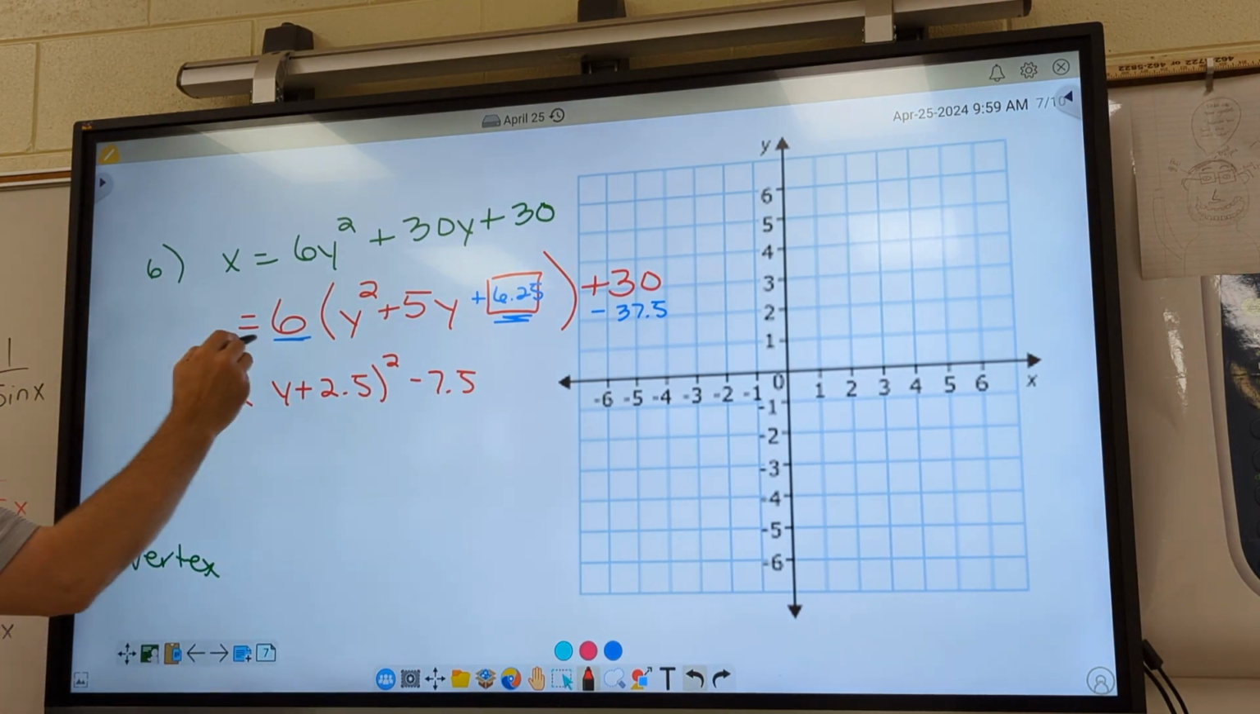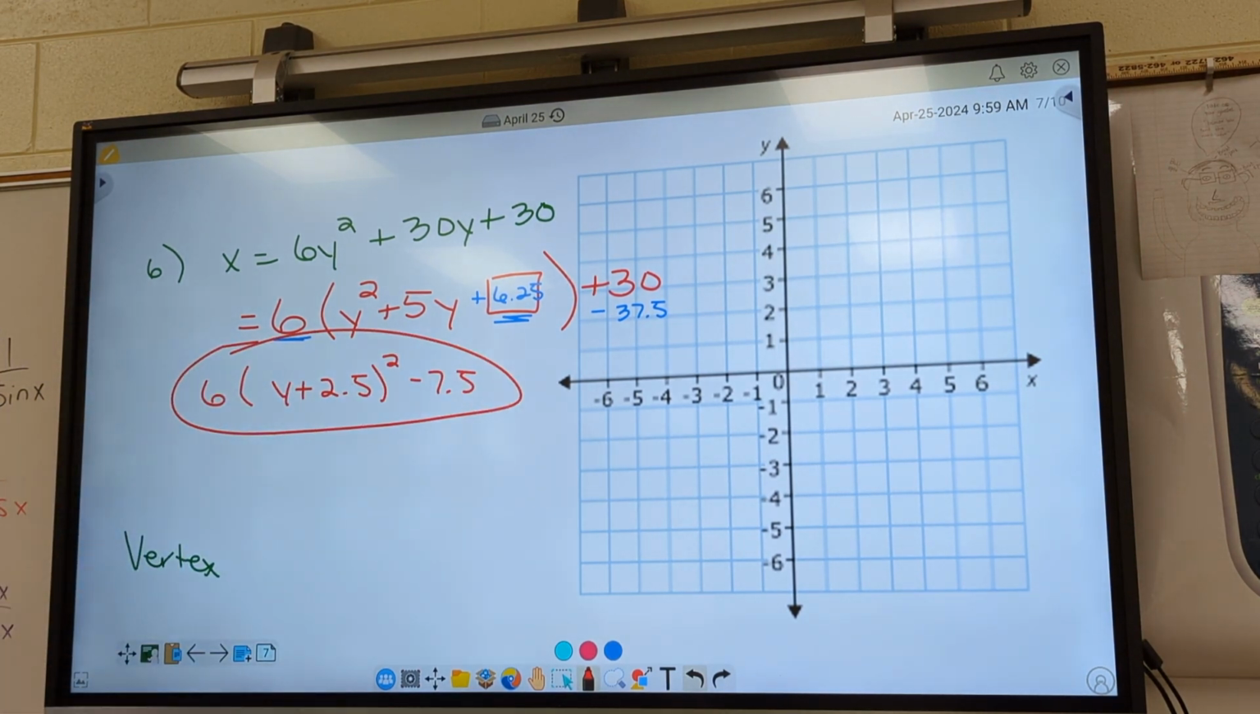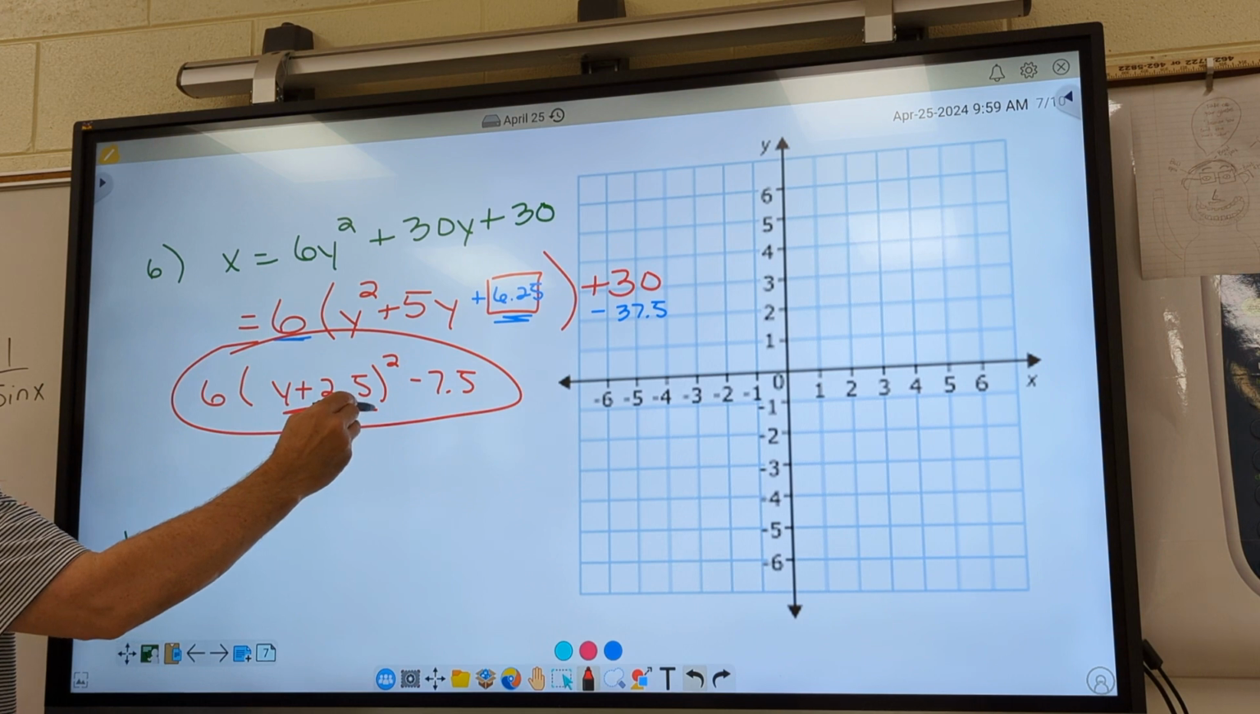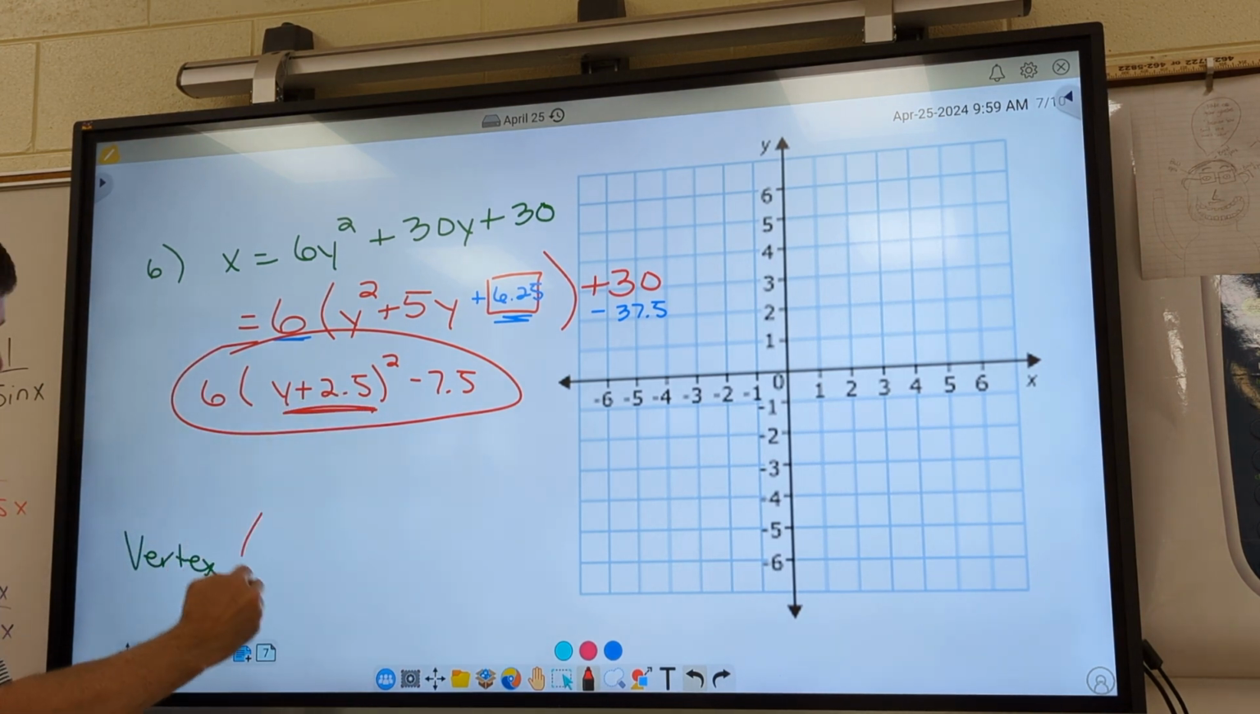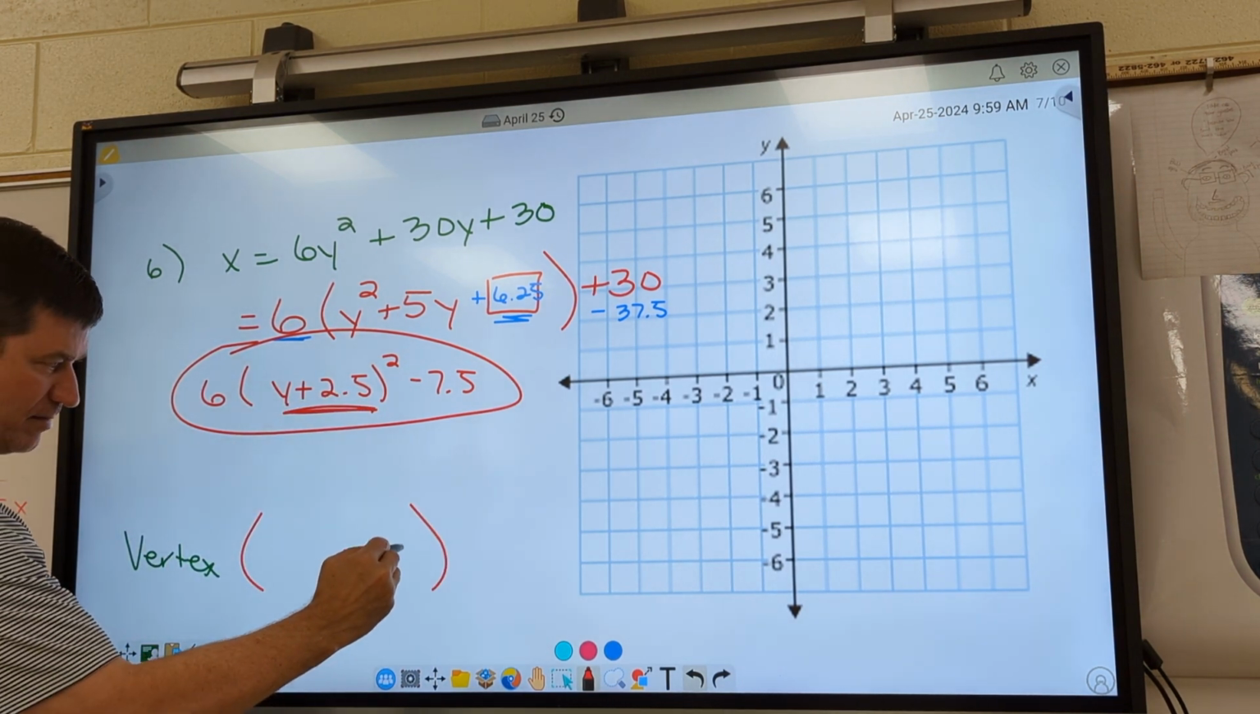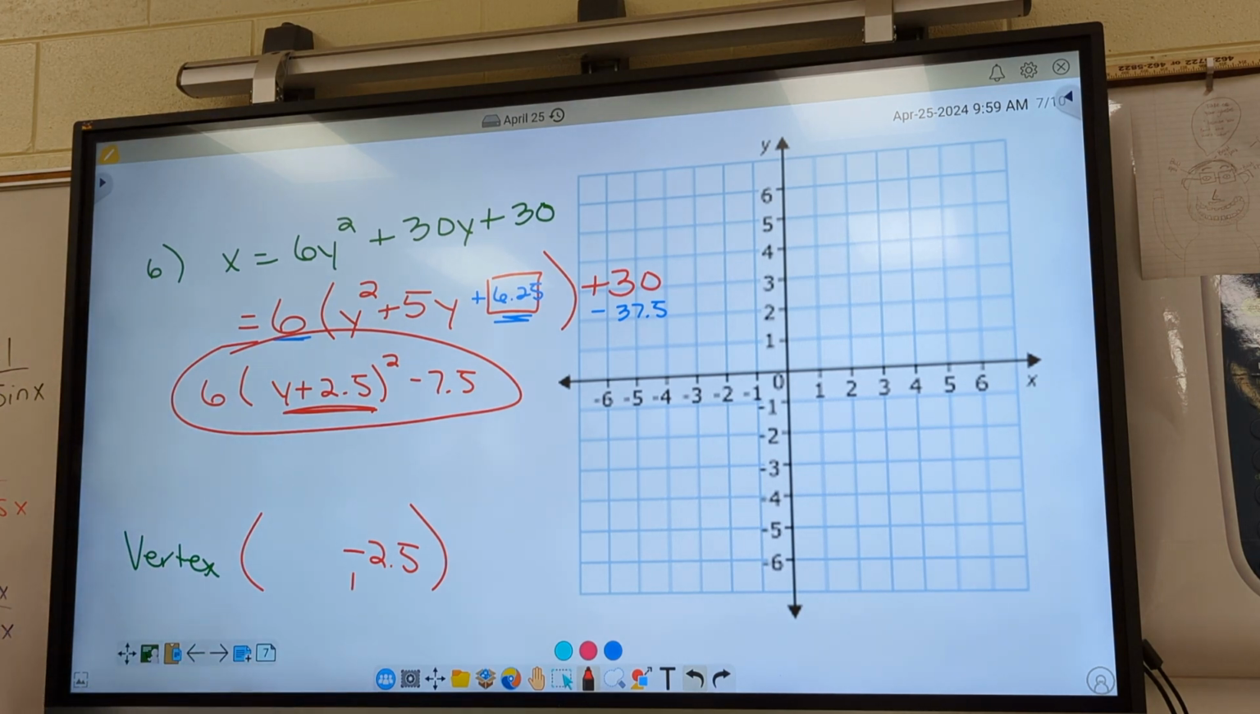So yeah, I'm glad I did this one with you, not number 5. All right, so when you write your vertex, we flip the sign on this one. It's negative 2.5, and it goes in the second spot. The first spot is negative 7.5. Josh, am I good so far? Yes, sir.